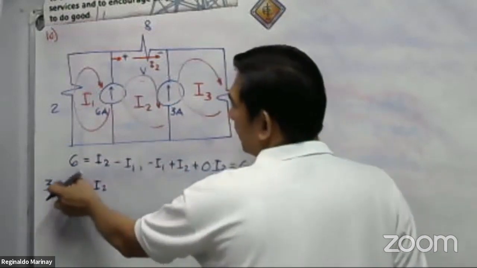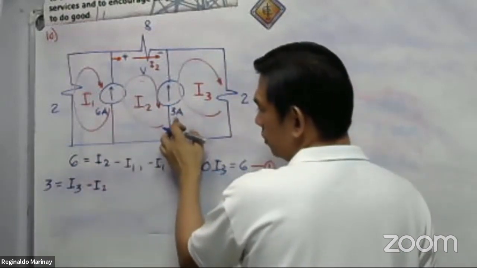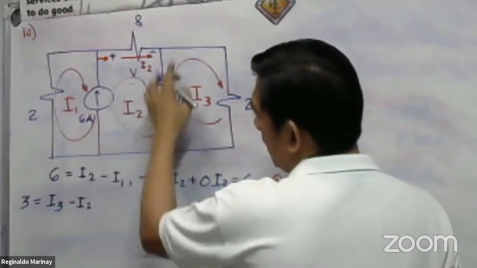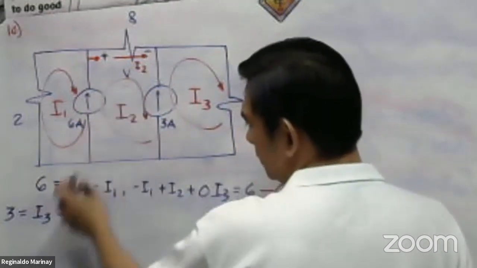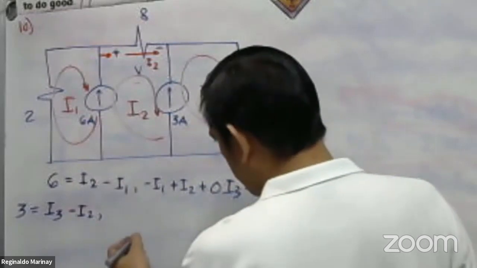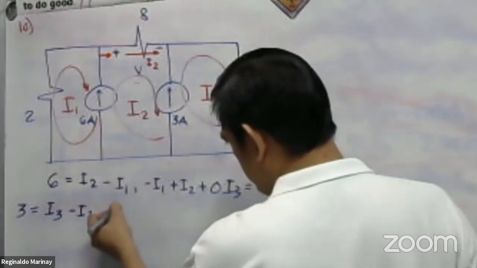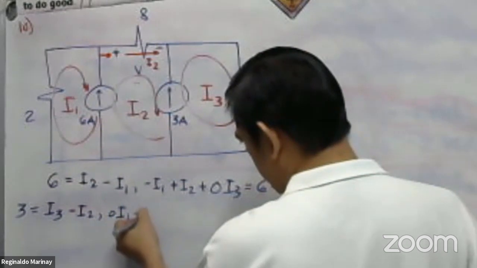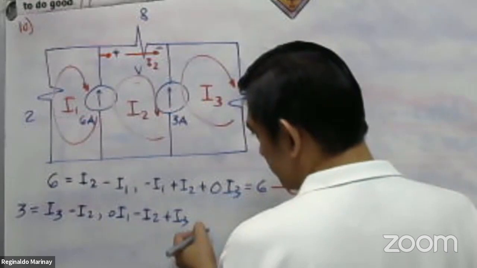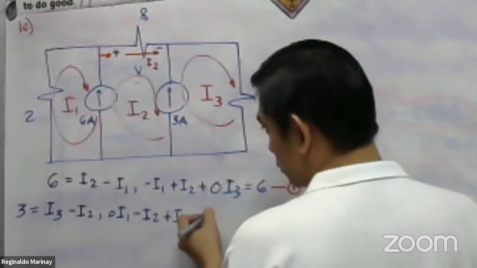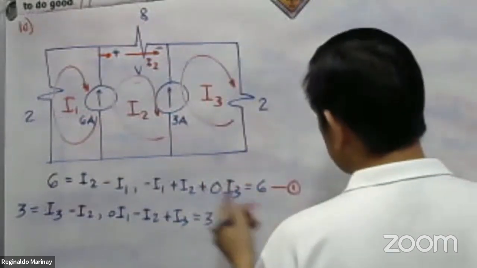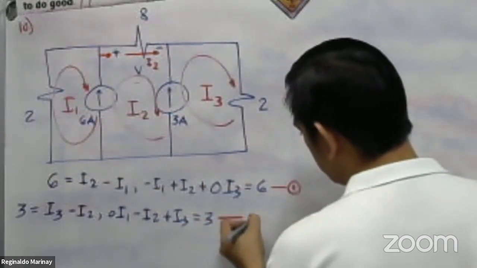So we have I sub 3. Take a look, I sub 3 is going upward. So the 3 is upward, positive I sub 3. Then we have here minus I sub 2. Okay, let us simplify this. There's no I sub 1 here, so I will just put 0 I sub 1. Then minus I sub 2, then plus I sub 3, that is equal to 3. So that will be our equation number 1. This will be our equation number 2.